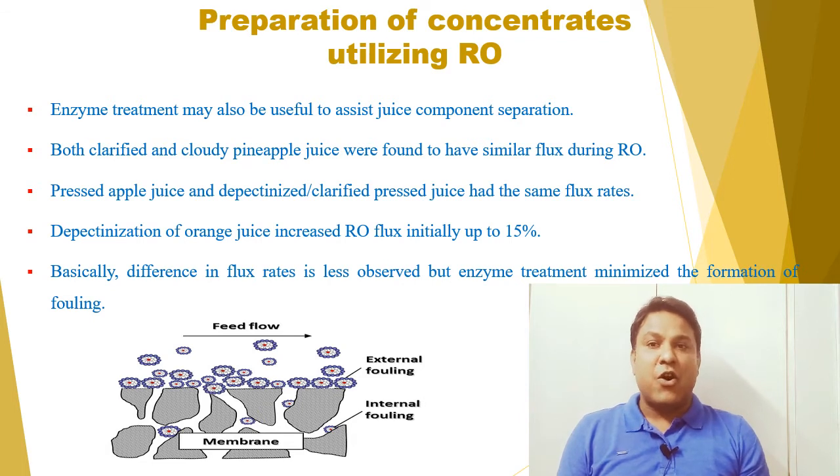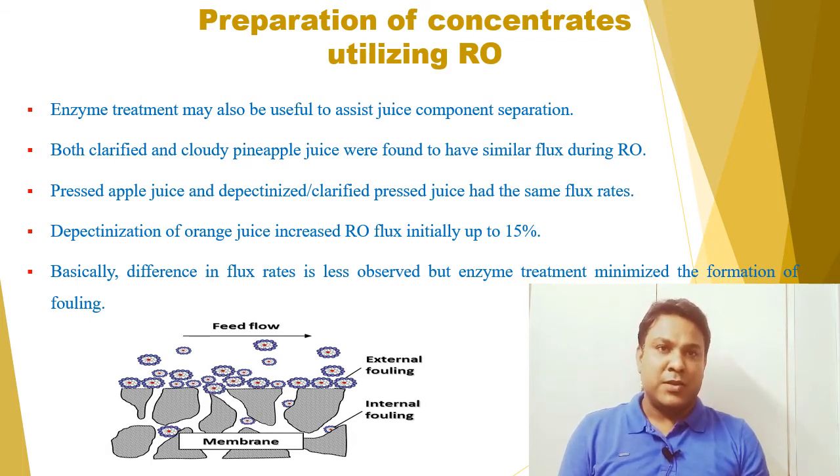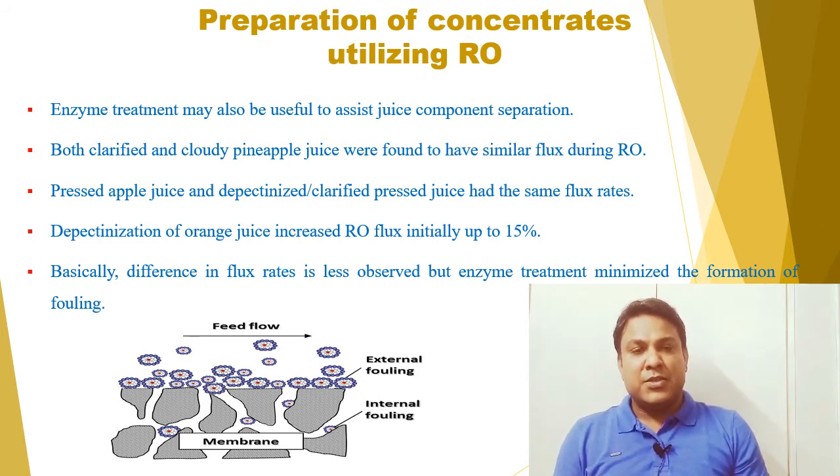Further, depectination of orange juice increased reverse osmosis flux by up to 15 to 20%. So basically the difference in flux rate is less observed, but enzyme treatment minimizes the formation of fouling. So enzyme treatment is basically used with membrane technology, by ultrafiltration and reverse osmosis. Here we can see in the diagram, with the help of the membrane, external fouling and internal fouling presented with the feed flow, and by the use of enzyme treatment it minimizes the formation of fouling.